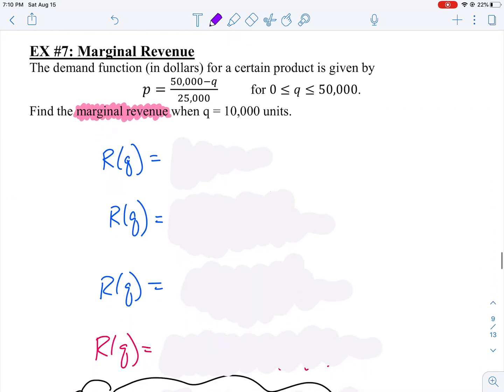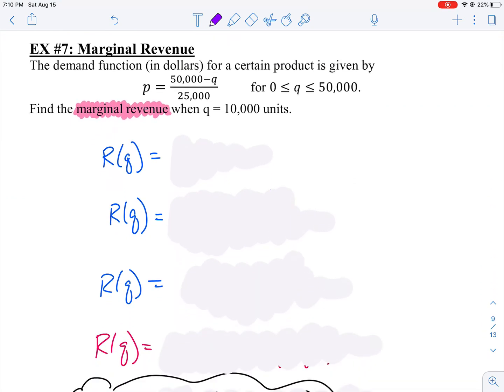Okay, so here's example number 7. It says the demand function, so that's P, in dollars for a certain product is given by this. So this is the price depending on the quantity. Between 0 and 50,000 is my Q. It asks us to find the marginal revenue. As soon as I see the words marginal revenue, I know they're talking about the rate of change in my revenue, or the derivative of my revenue, when Q is 10,000 units. So when we sell 10,000 units, how is our revenue going to change?